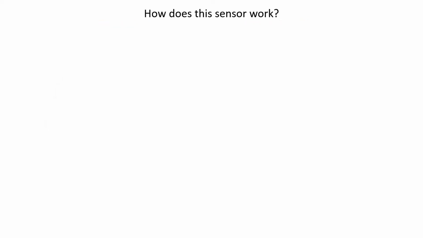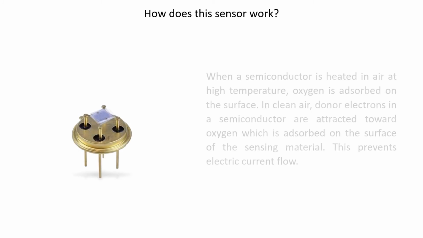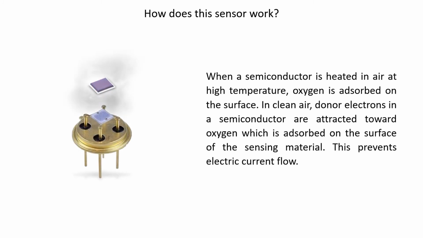Let's find out how this sensor works. When a semiconductor is heated in air at high temperature, oxygen is absorbed on the surface. In clean air, donor electrons in the semiconductor are attracted towards the oxygen absorbed on the surface of the sensing material. This prevents electric current flow.